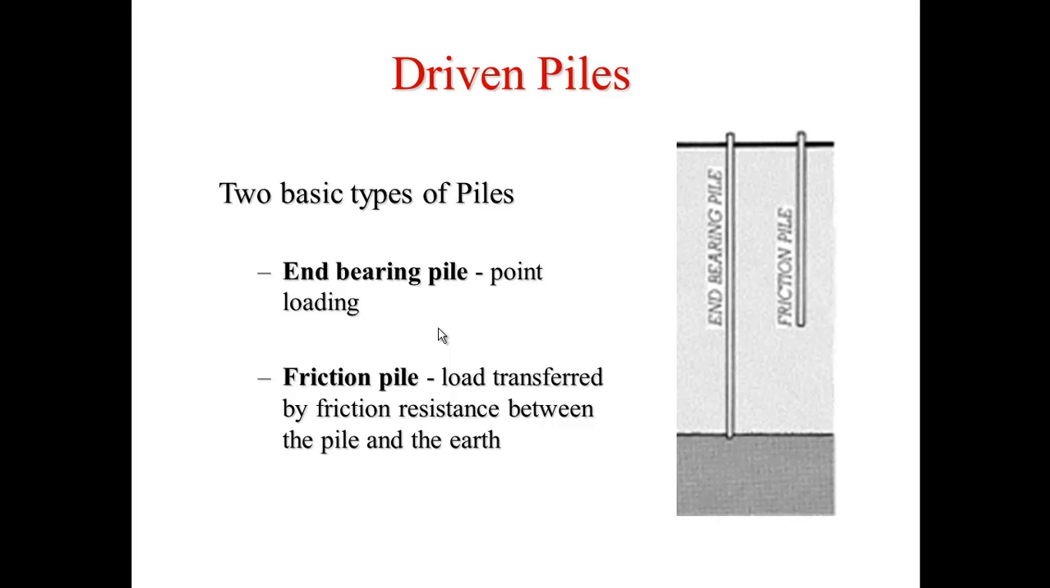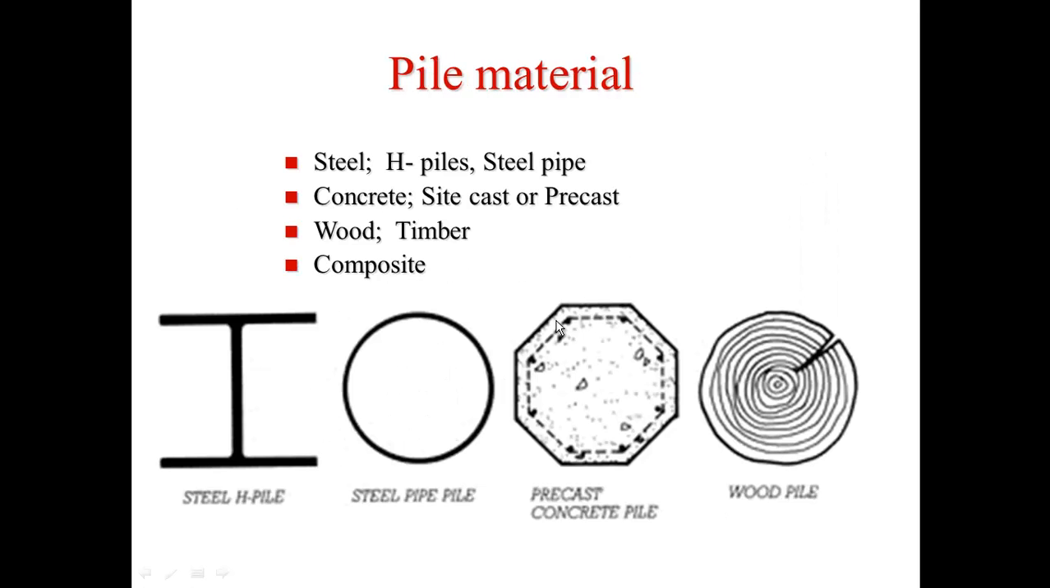End bearing piles and friction piles, I kind of mentioned that just a little bit, the difference between the two. And the types of pile material can be steel, concrete, wood, or a composite.